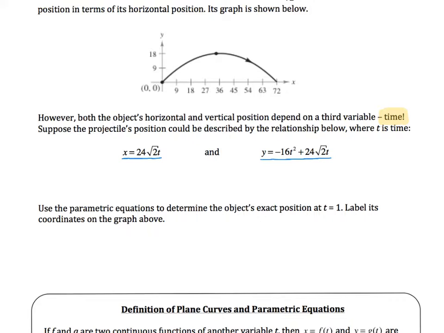Okay, so when t equals 1, our horizontal component will be 24 root 2, and our vertical component at t equals 1 will be negative 16 plus 24 root 2, which, if you have a calculator handy, you can figure out decimal approximations for, but I have conveniently marked that point up here. So this corresponds to the time when t equals 1, which really is not shown on that graph. But we do know that the ordered pair (x, y) would be (24 root 2, negative 16 plus 24 root 2).